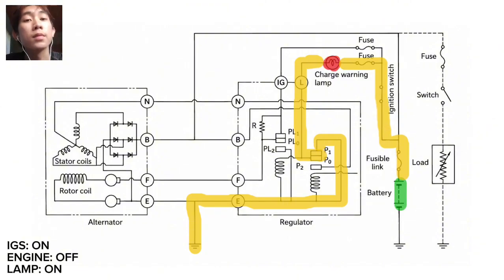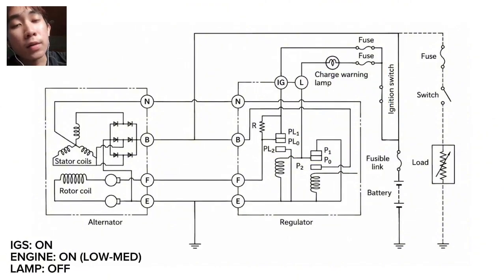We also have another condition, similar to the previous one, but this time the lamp is off, which is also a normal condition. The ignition switch is on and the engine this time is on, specifically running from low to medium speed. So now we are going to explain the pathway of the electrical current flow during this condition.